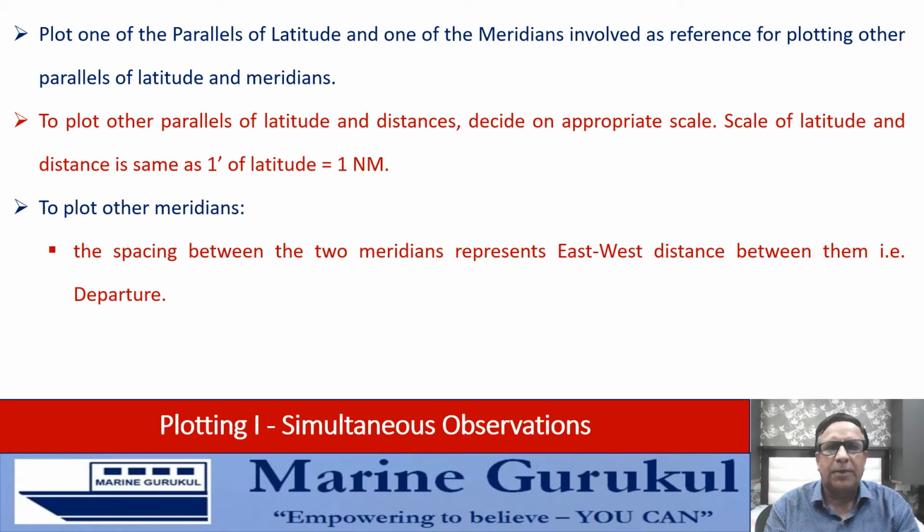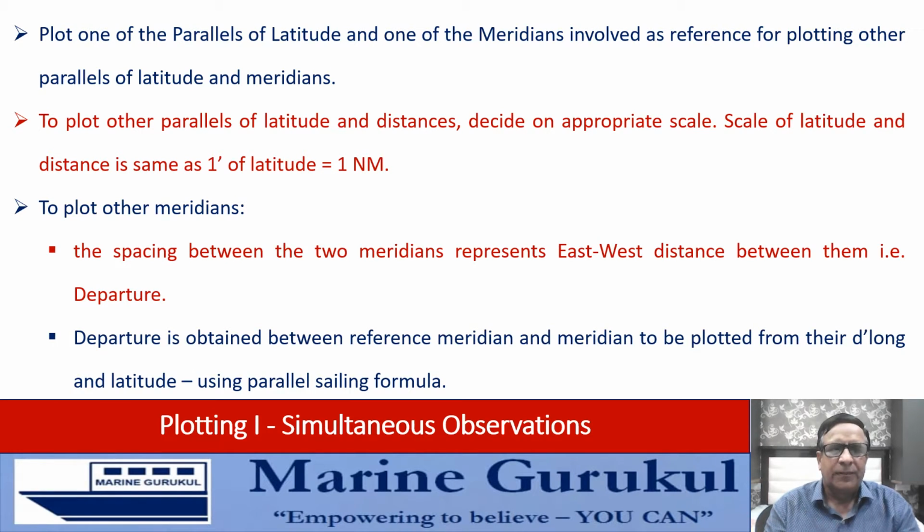So when we plot the meridians, we'll use the scale that we have chosen and we'll separate the meridians by a distance equal to the departure in the latitude for which the plotting is being carried out. Departure is obtained with reference meridian and the meridian to be plotted from their d long and latitude. And which formula do we use to get the departure? It's the parallel sailing formula, which is departure upon d long is equal to cosine of latitude.